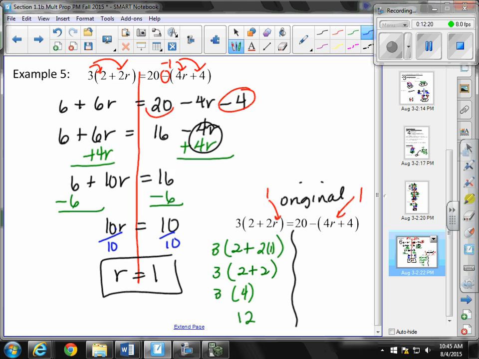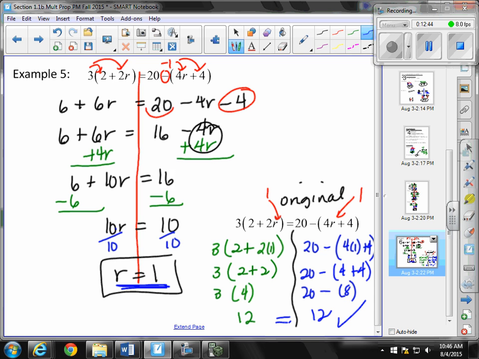On the right-hand side, 20 minus parentheses 4 times 1 plus 4. 20 minus 4 times 1 is 4. 4 plus 4 is 8. 20 minus 8 is 12. Those two are equal, so it does check. r equals 1 is my correct answer.